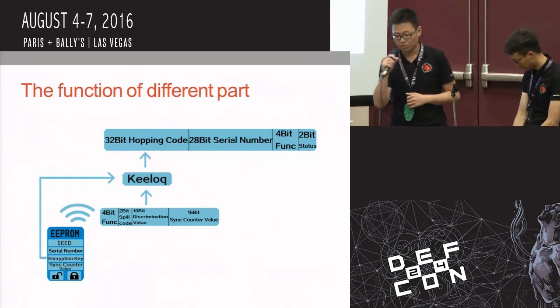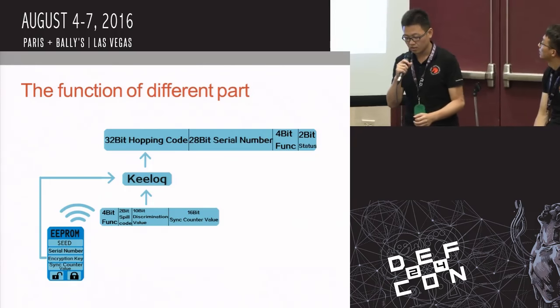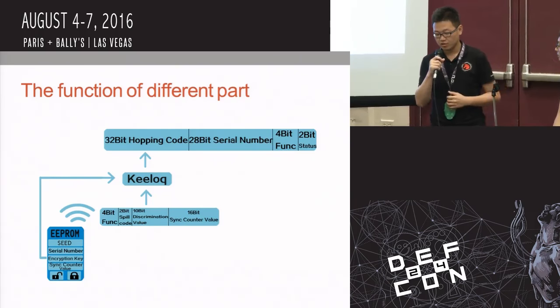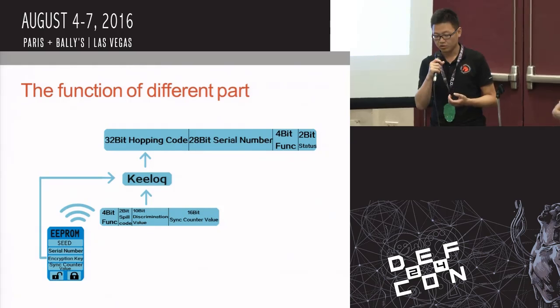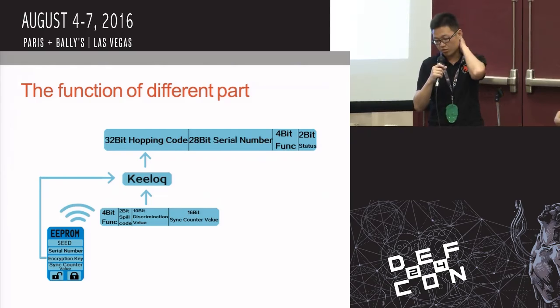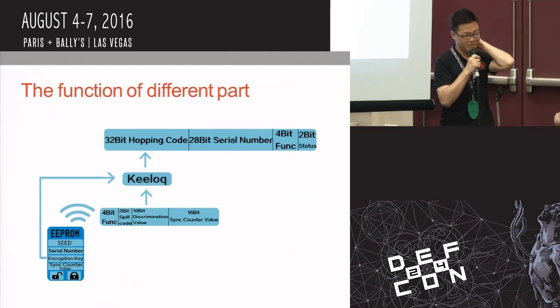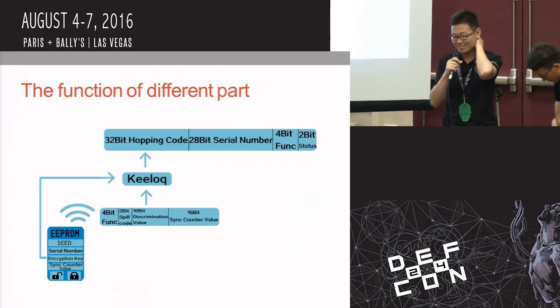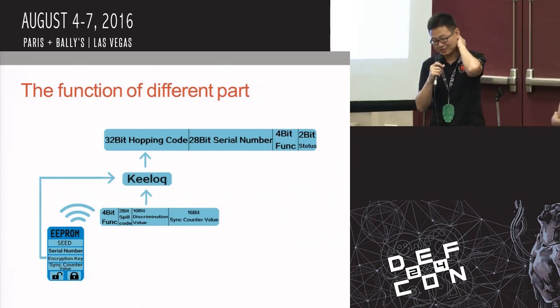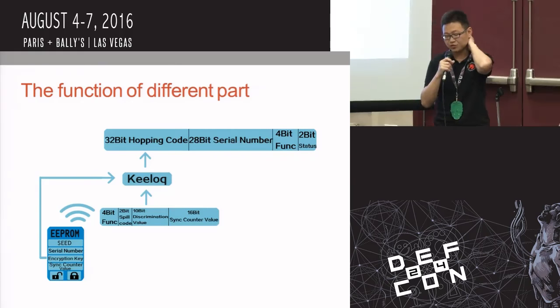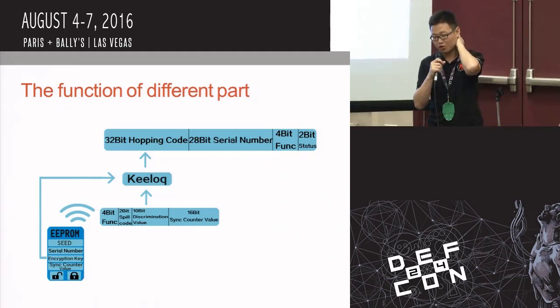Next, we will introduce the data. First is the hopping code and the serial number. The serial number is unique to every key fob. Every key fob has its own serial number. Then there is the function code, which tells the car whether to open the door, close the door, or do something else.